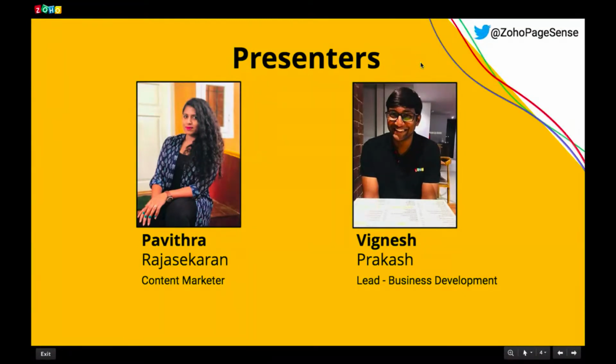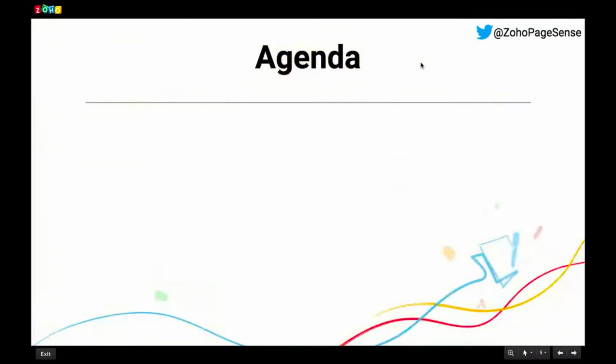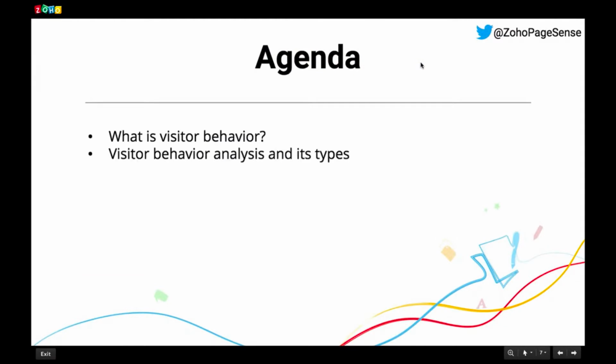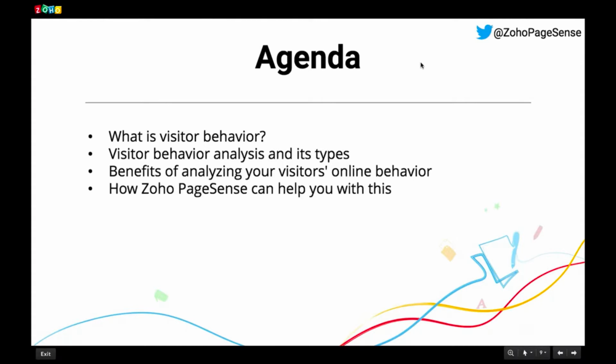So, now let's take a quick look at today's agenda. The agenda goes like this. What is visitor behavior? Visitor behavior analysis and its types. Benefits of analyzing your visitors' online behavior. How Zoho PageSense can help you with this. And then Vignesh will give you a complete walkthrough of PageSense. And finally, we have a QA session planned for you guys.